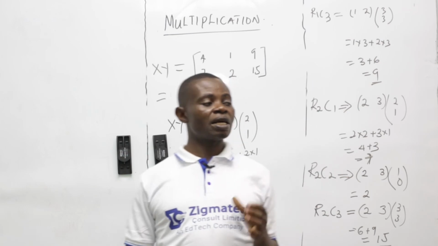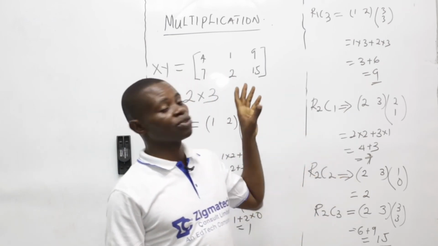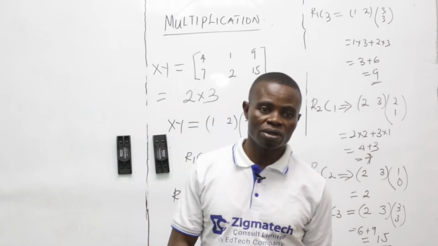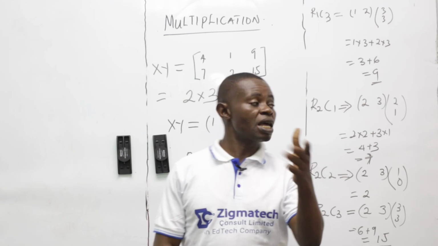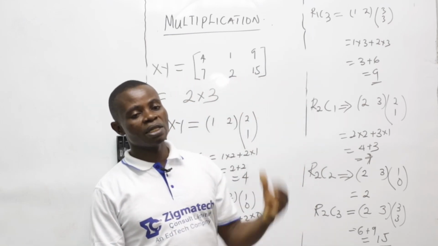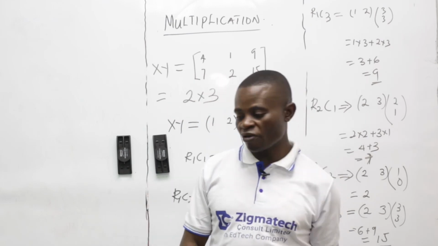In our next class, we are going to see other levels in matrix where we'll be talking about more of the multiplication, and determinant, minors of matrix, and cofactors.